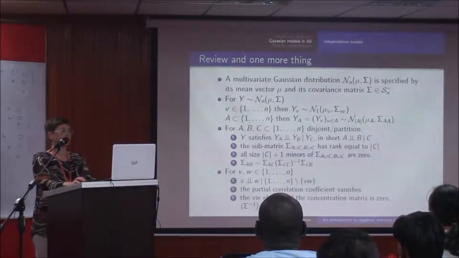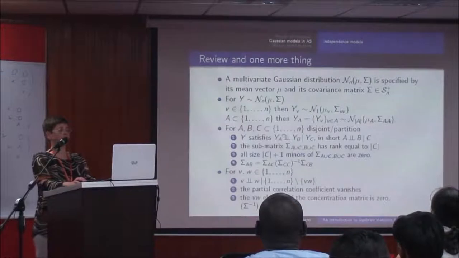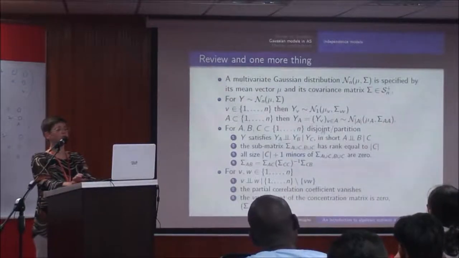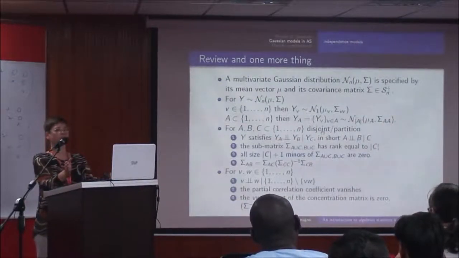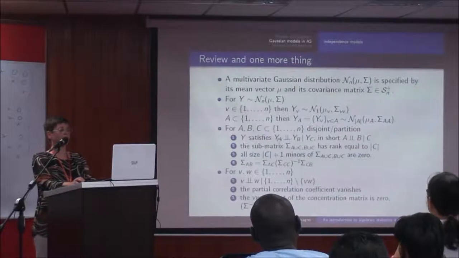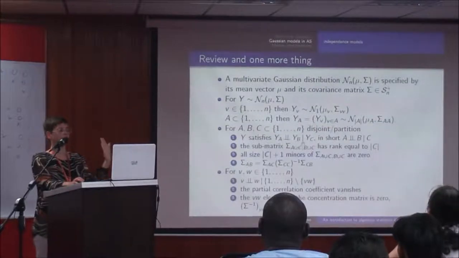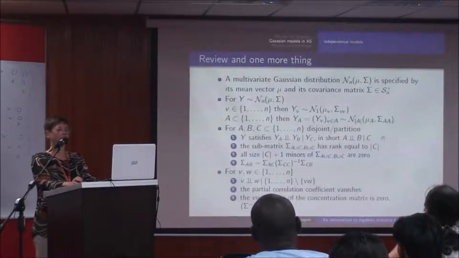Easy. Okay. Now, let's consider three disjoint subsets of our vertices, our index set. Could be a partition or maybe not. Doesn't matter. What's really important is that they are disjoint. Now, y satisfies the condition y_A independent of y_B conditional on y_C, and this is the shorthand notation for that.